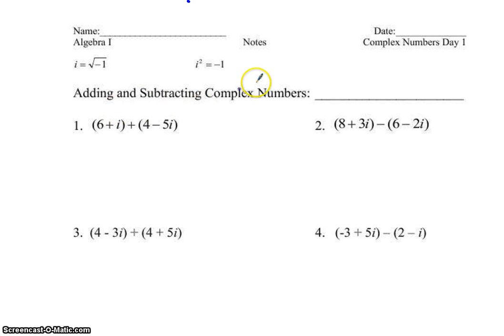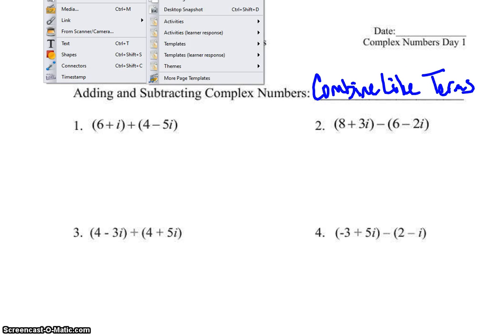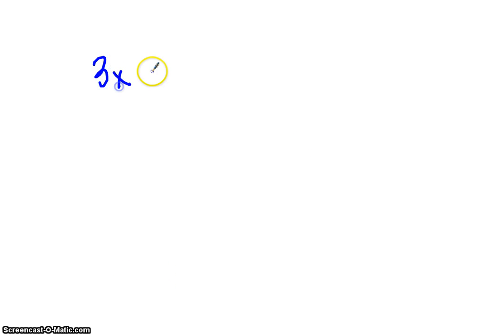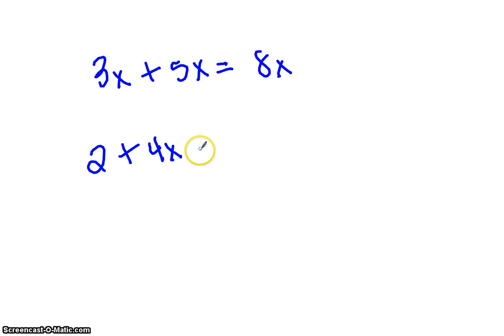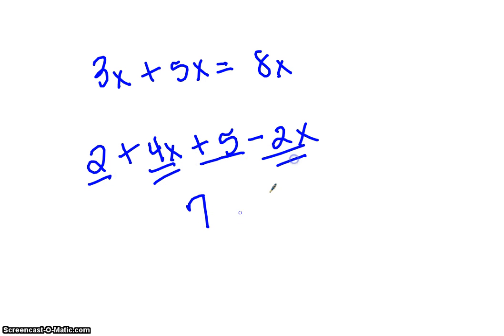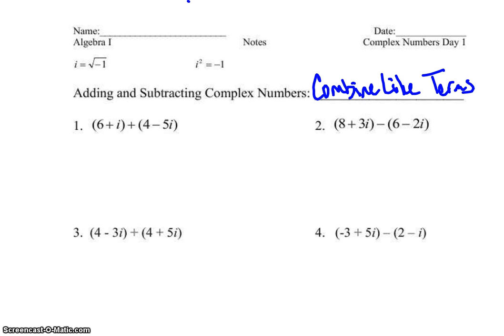When you're adding and subtracting complex numbers, all you have to do is combine like terms. And this is a whole lot like what we've done earlier in the year using x. If you had 3x plus 5x, you would know that that equals 8x. If you had 2 plus 4x plus 5 minus 2x, you would say 2 plus 5 is 7, and 4x minus 2x is a positive 2, so plus 2x. It works the same way, except we have i's.